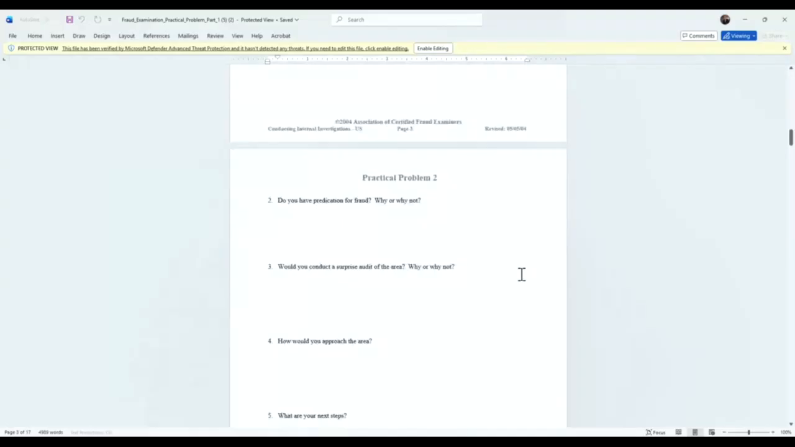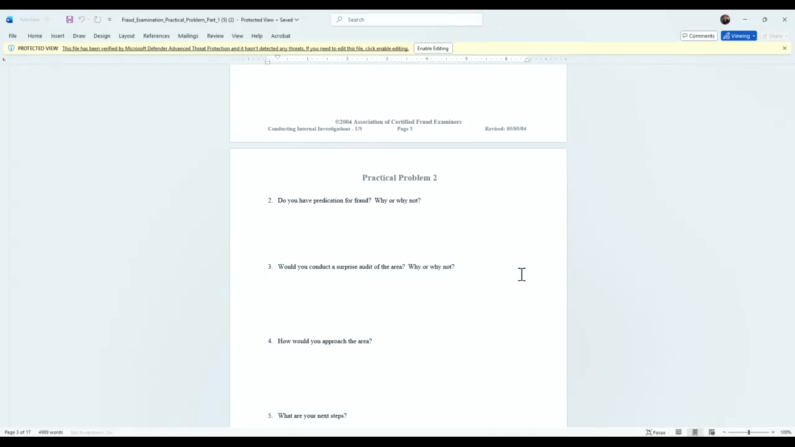Do you have predication for fraud? Okay, do you have enough? As I say, predication, think of it in the criminal law sense, it's like probable cause. Is there probable cause here for fraud? And I'm going to give you this one. No. Is it suspicious? Yeah. Is it something you should look into? Yeah. Is it predication of fraud? Not really. Not at this point. Well, give me any number of reasons.